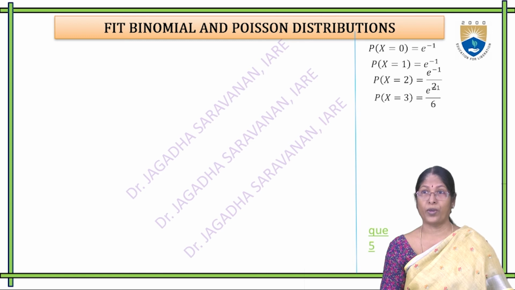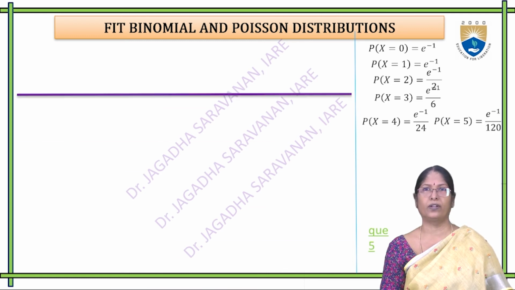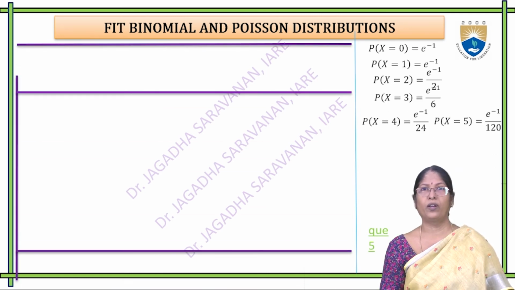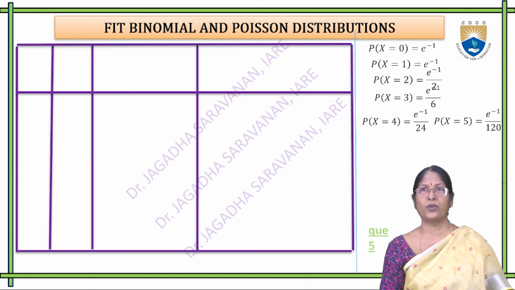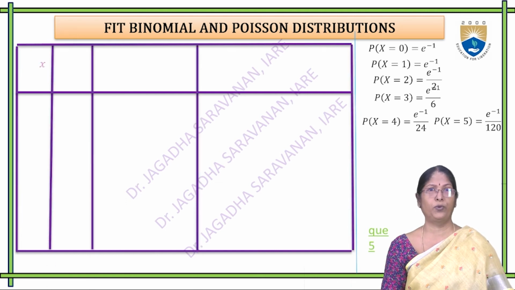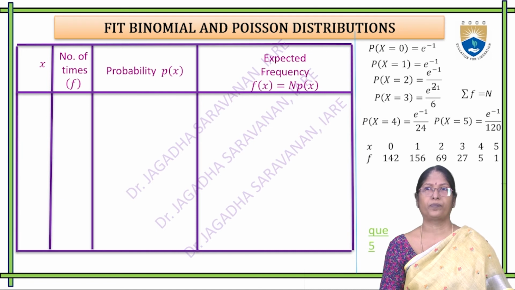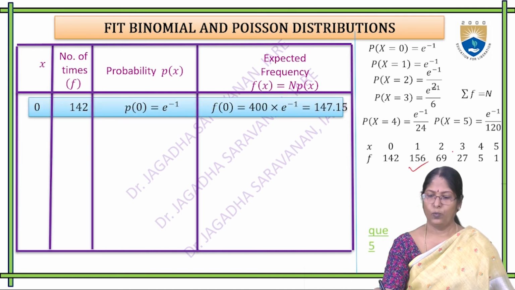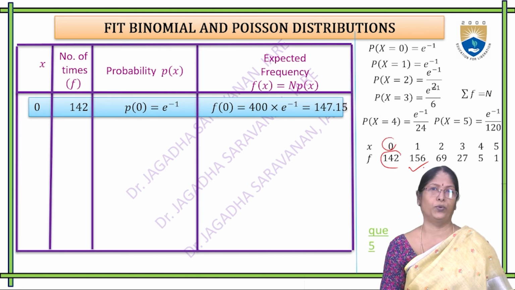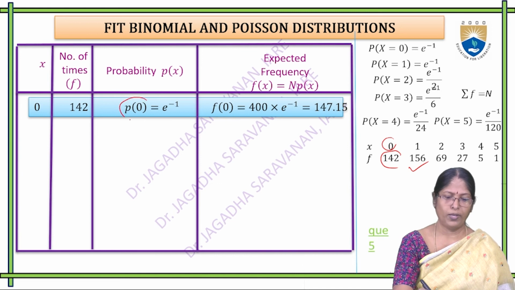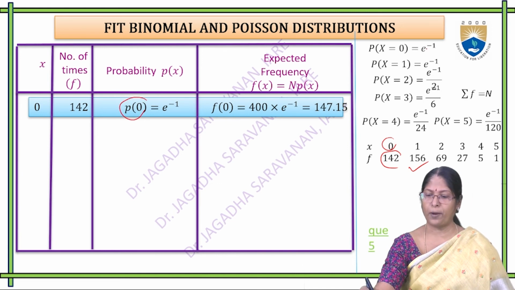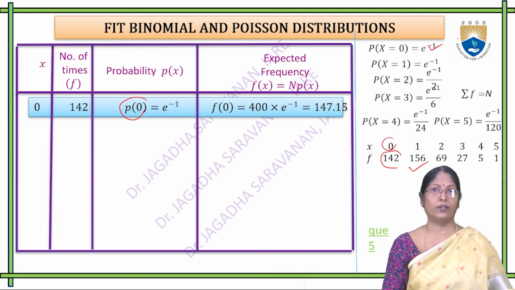So we have kept the values we obtained in the rough work. We are focusing on the construction of the Poisson distribution table. The headings we have kept. This is our question: when x equal to 0, the frequency is 142. The probability when x equal to 0, we obtained e power minus 1.